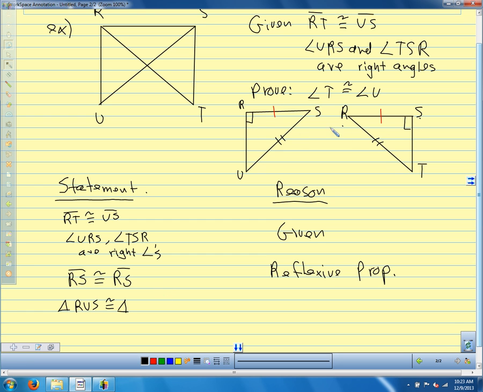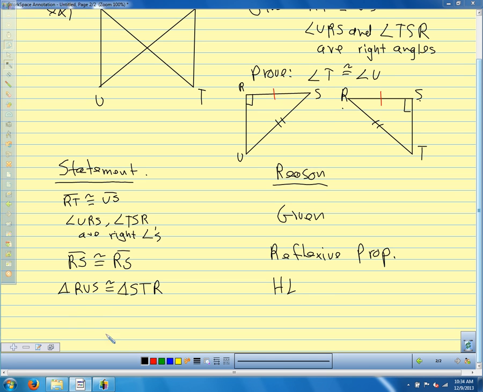So that's the other thing that we get from separating these triangles. Angle R matches with angle S. Angle U matches with angle T. And then angle S matches with angle R. Triangle RUS is congruent to triangle STR. We have to make sure our parts match up in the right order. And we said that was hypotenuse leg. And now I can say angle T is congruent to angle U by CPCTC.